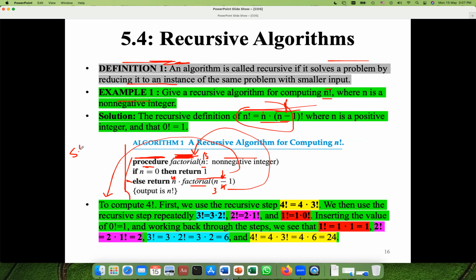So I can write that previous 4 here and I can call this factorial again with 3. So 3 equal to 0? No, I will come here. And now this n is now 3. I am writing this 3 here. And calling this factorial with 3 minus 1, 2. With 2 again.